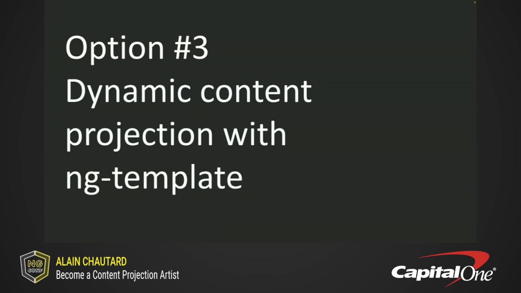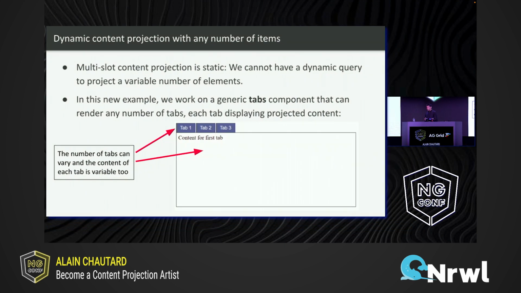Now let's dive into option number three, which is going to be dynamic content projection with ng-template. The thing with multi-slot content projection is that it works, but you have to know upfront how many things you're going to project. And the number of items that you can project is kind of hard-coded in a way. It's not dynamic. So if we don't know how many items we're going to need to project, then we need to go to that next step and instead use ng-template.